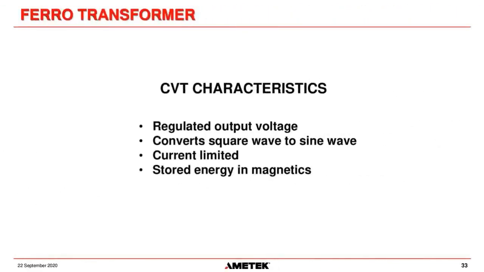Here again are the characteristics of a constant voltage transformer. Regulated output voltage. We put some filters on it, and we put a square wave in, we get a sine wave out. It's current limited. It'll run into a short if you want it to. And there's stored energy in the magnetics there for ride-through capability.